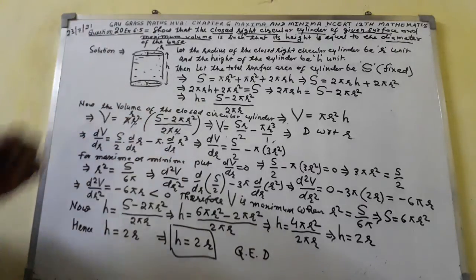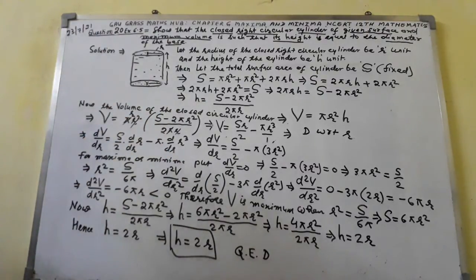So I have shown through this process that the volume of the closed right cylinder is maximum, and also the height of the closed right cylinder is equal to the diameter of the base of the cylinder. This is the proper explanation and solution of question number 20 that has been taken from exercise 6.5, chapter 6, maxima and minima of NCERT class 12 mathematics. Okay, thanks.